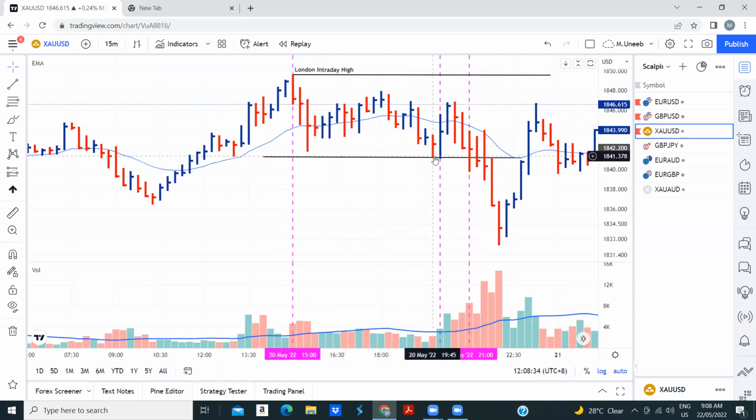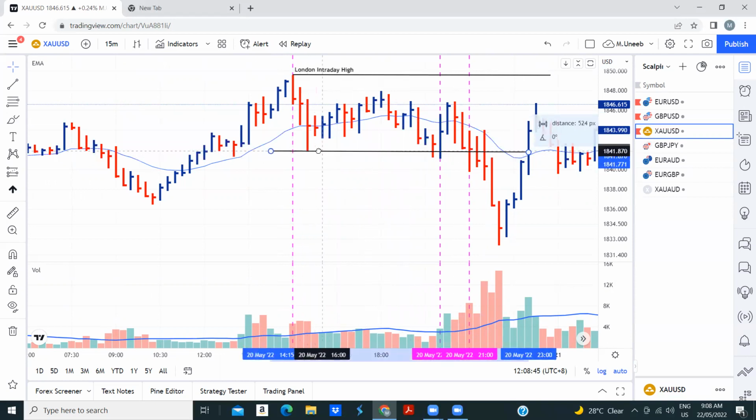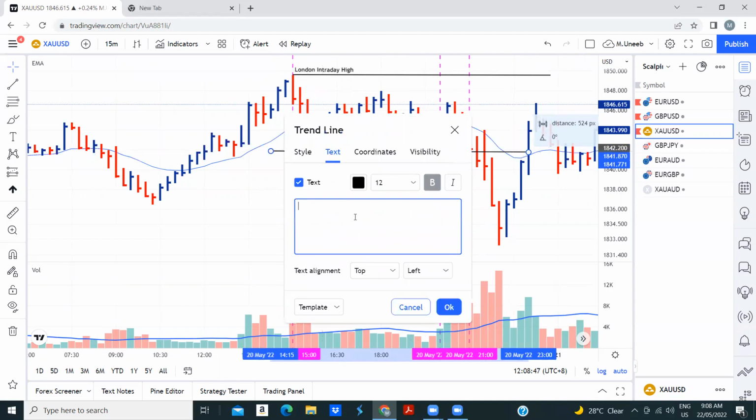This is the point, 9:45. Before this point, what was the lowest point here? Before 9:45, this one was the lowest point, right? So what do we call this? London intraday low.